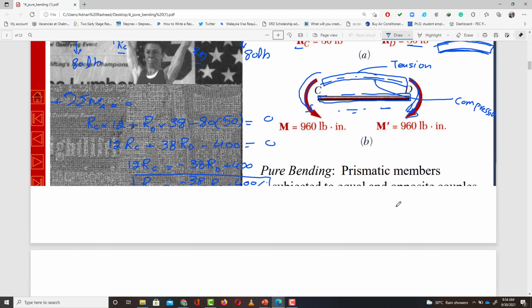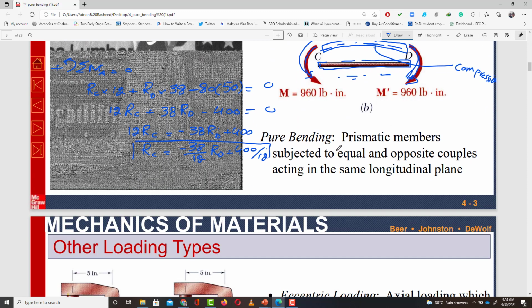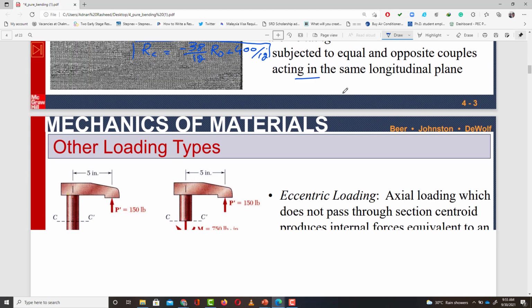So we define it as a prismatic member subjected to equal and opposite couples acting in the same longitudinal plane. These are the moments applied on the same longitudinal plane, and due to this couple, this beam bends. Clear? So this effect is known as bending, and now this beam is under pure bending. Any question?